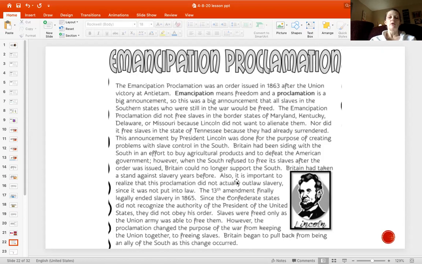And I believe a whole lot of slaves, once that proclamation was announced, escaped and went to the North. They even fought in the Army for the Union. However, the proclamation changed the purpose of the war from keeping the Union together, which is what Lincoln wanted to do, to freeing the slaves. So the war's purpose changed because of this document. Britain began to pull back from being an ally of the South as this change occurred.